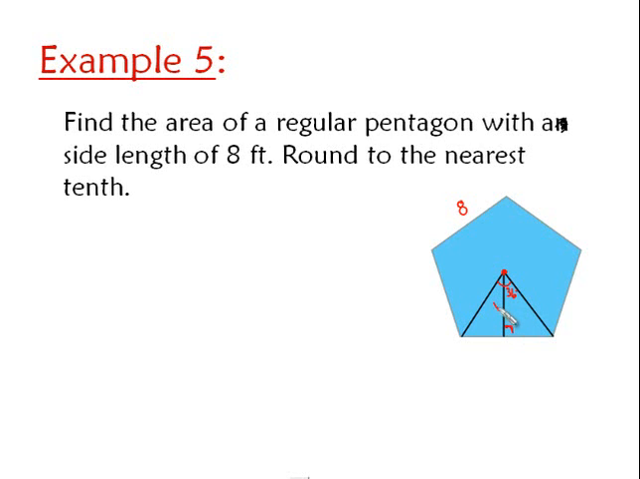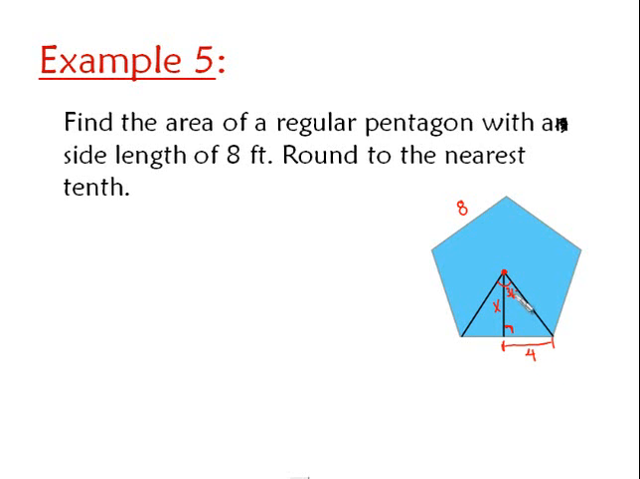This is the side I need to find. I don't know what this length is, but I do know that this whole side is 8. I only want to work with this triangle here. So this triangle here also bisects the side. So I know that this length is 4.